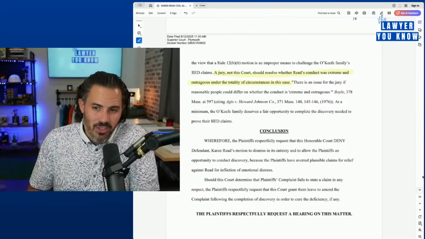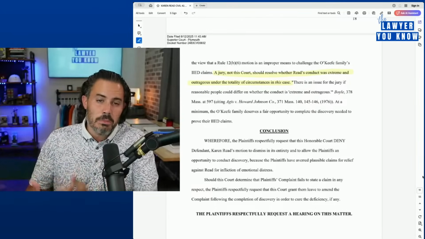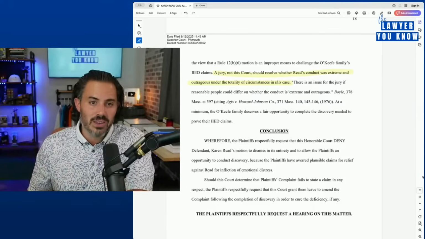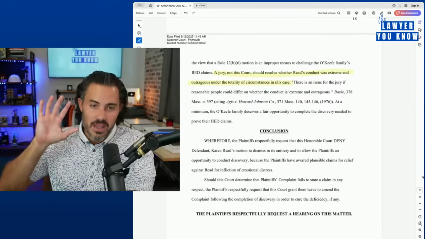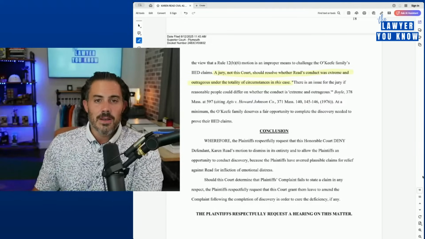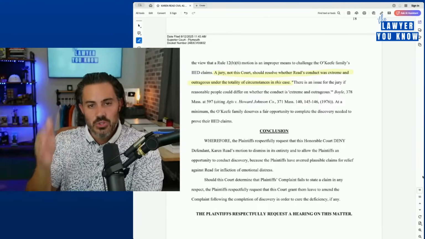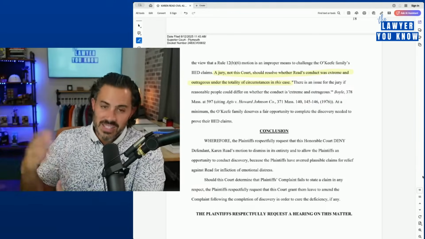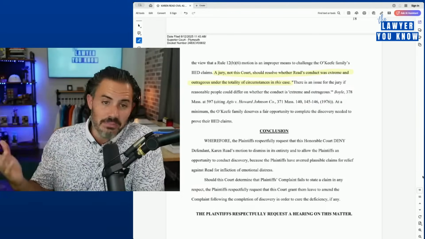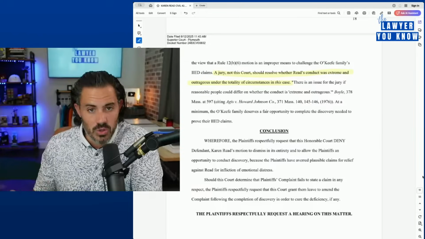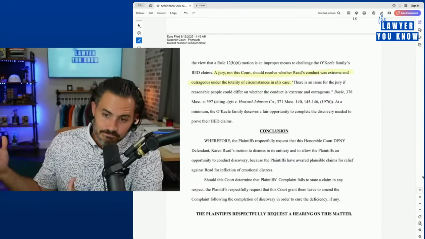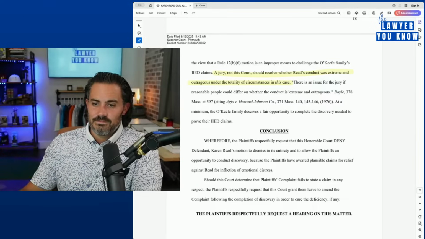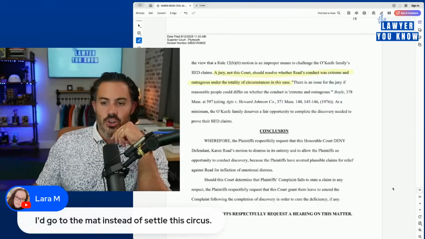I don't think they will, but technically and legally it would be possible potentially for them to win on an IIED claim or an NEID claim based on her statements long after the accident, even if they prove there was no collision. And when I say accident, I mean something maybe accidentally happened to John O'Keefe. I don't know what it is, not necessarily a motor vehicle collision. I'd go to the mat instead of settling this.